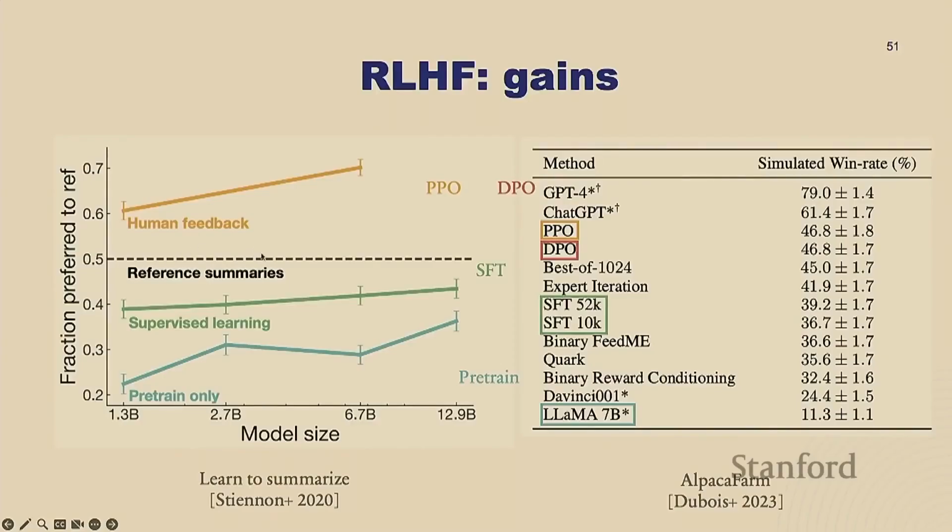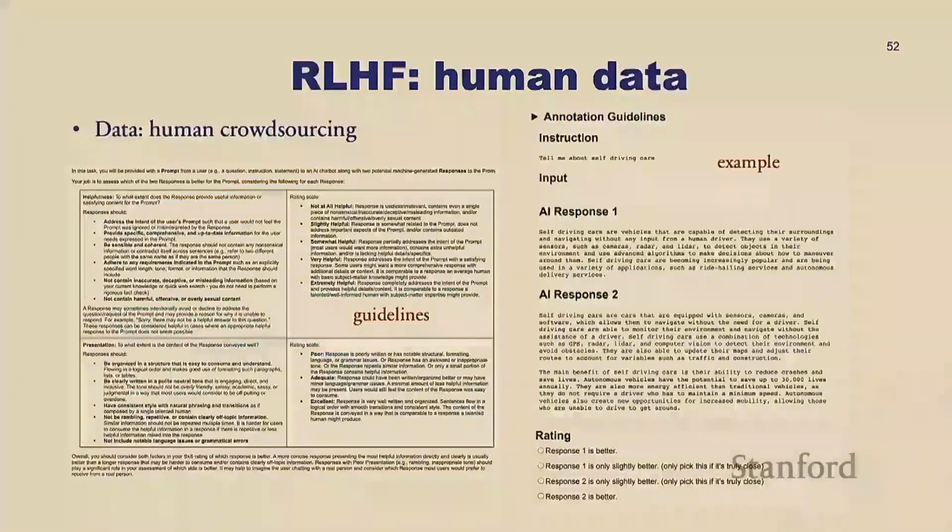So this is the human reference summaries. Same thing on a paper that we have, AlpacaFarm, where the evaluation here is not too important, but you see the pre-trained model, you jump to SFT, and then you jump to PPO and DPO, and PPO and DPO have the exact same performance. So basically, RLHF helps. That's the conclusion, and DPO is simple.